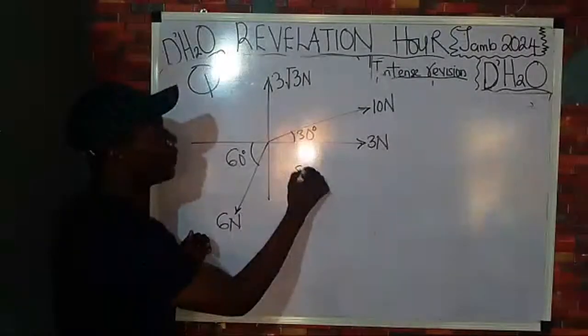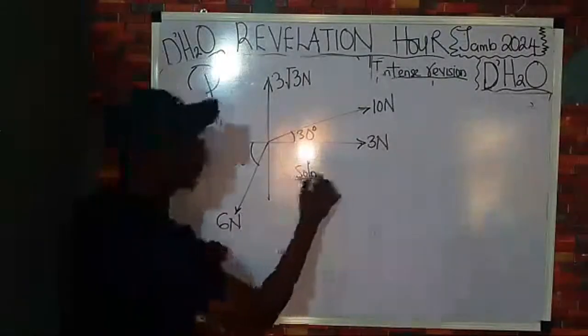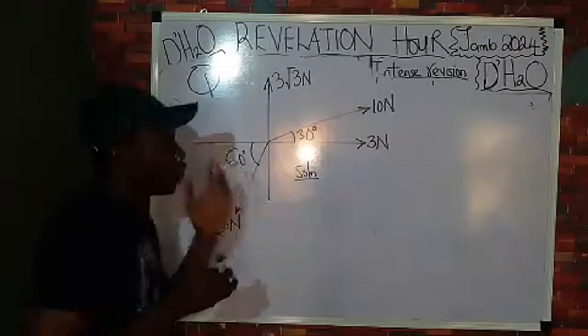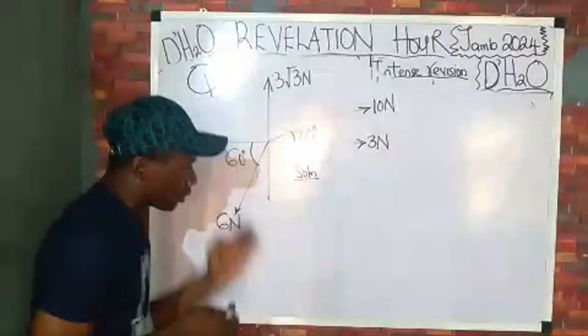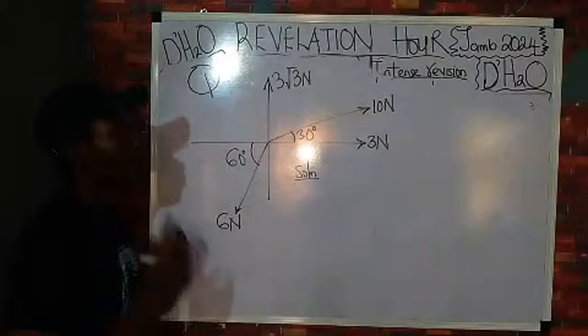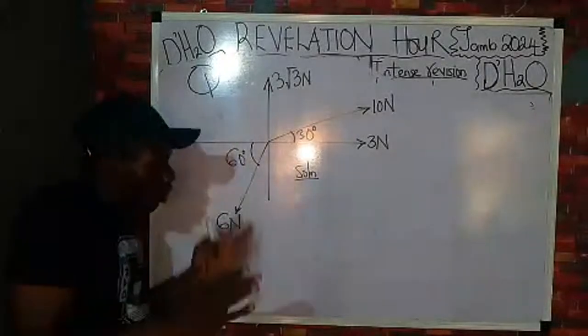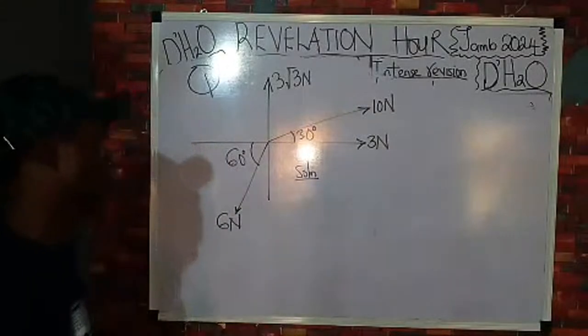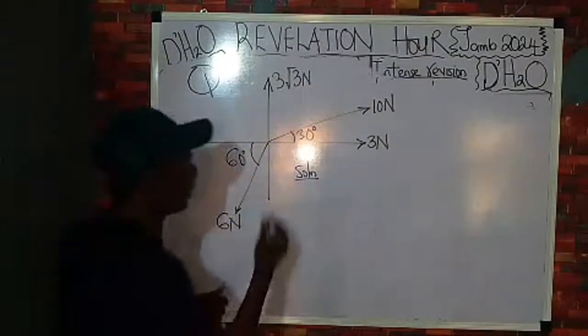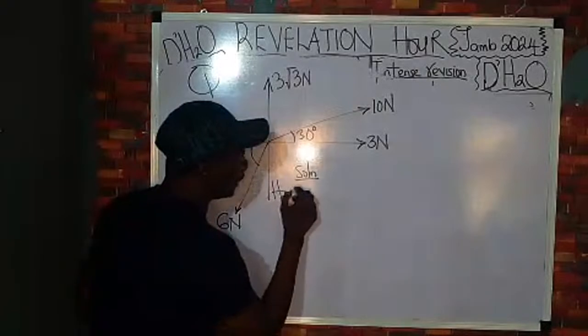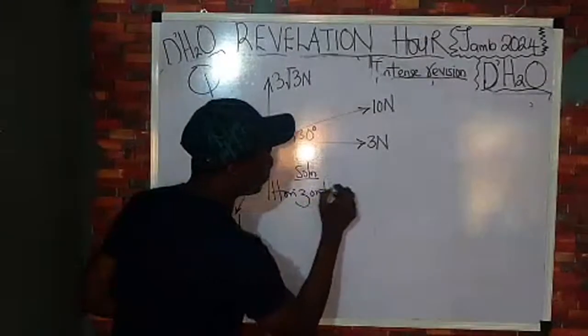Very easy. If you are given this question in your JAMB exam, just follow these simple steps I'm about to give you now. Step 1, what did I say? Sum up the horizontal component. That's what I told you. Horizontal component, let's start with that.